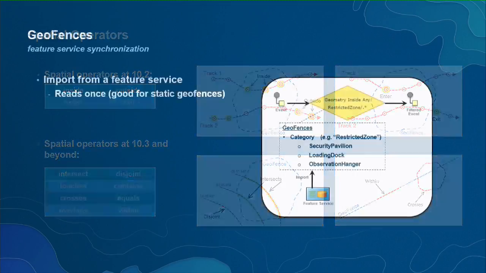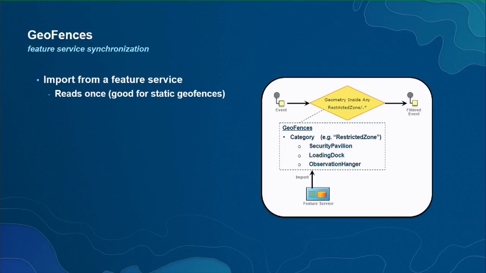Now, a word about geofences. Geofences exist in memory within GeoEvent Server. And there are 3 ways to get geofences into GeoEvent Server, and they all start outside of GeoEvent Server. Two of them start as feature services. You can simply point GeoEvent Server to an existing feature service and have it read in the existing features that are part of that feature service. And then these become static geofences within GeoEvent Server.